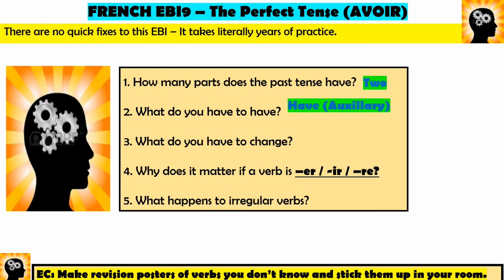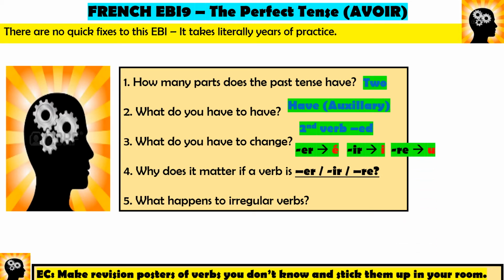What do you have to change? So, I have watched, I have played. Doesn't make sense. We need to change that second verb to say played, watched, learnt. How do we do it? It all depends on the type of verb. If it's an ER verb, we change that ER to an E with an accent. If it's an IR verb, we change the IR to an I. And if it's an RE verb, we change the RE to a U.